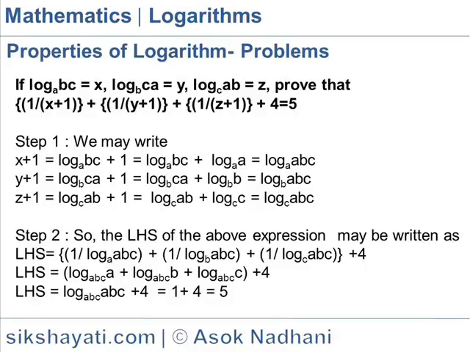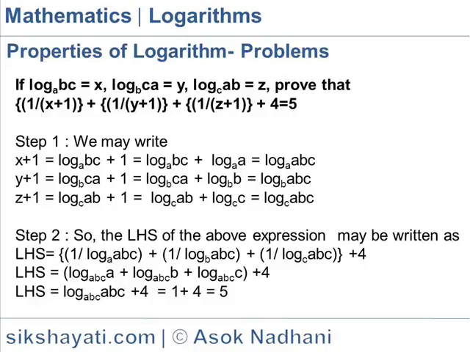So in step 1 we can write x plus 1, where x is log of BC by A, that is given, plus 1. In place of 1 we can write log A with base A, because the logarithm of any number with the same base is 1. So we have x plus 1 is equal to log BC with base A plus log A with base A, which we can again write as log ABC with base A.